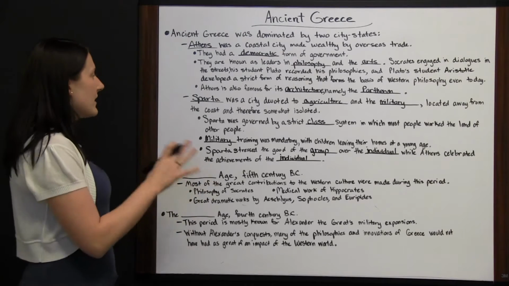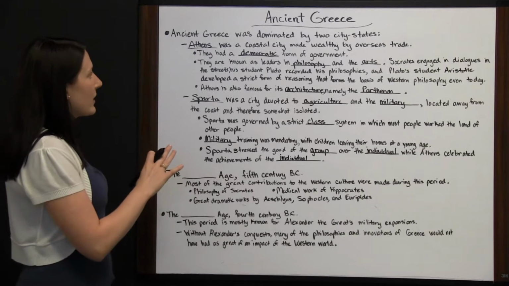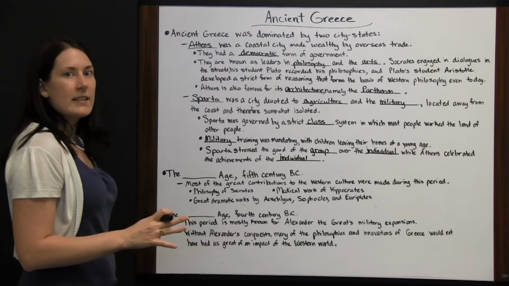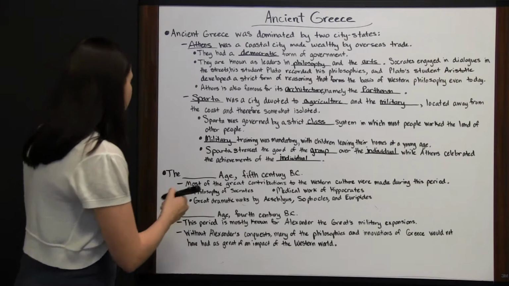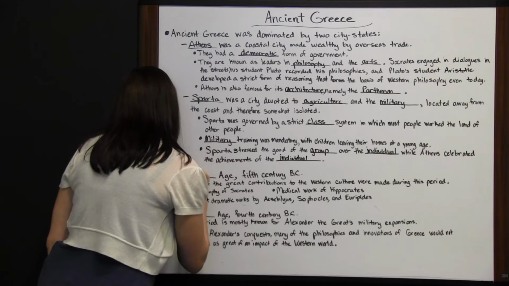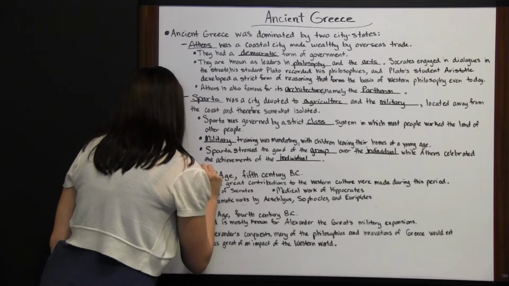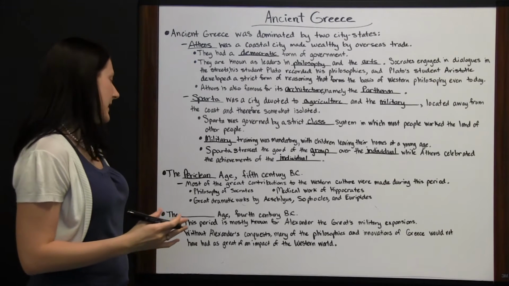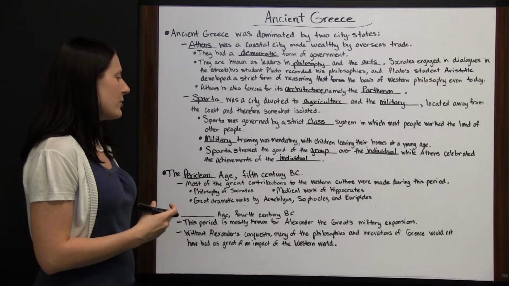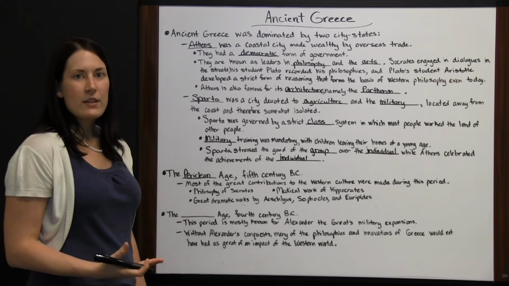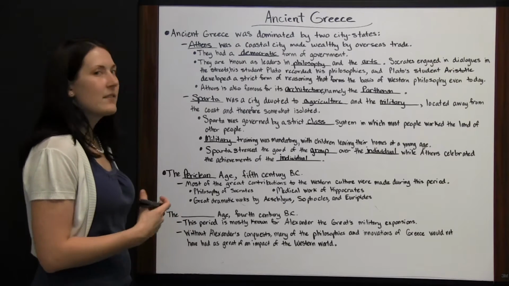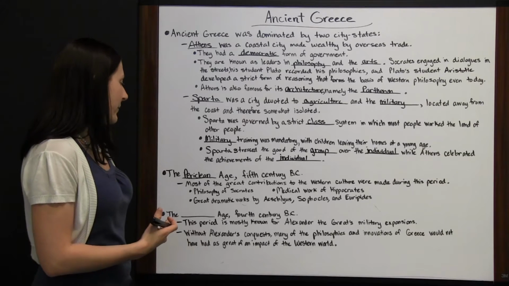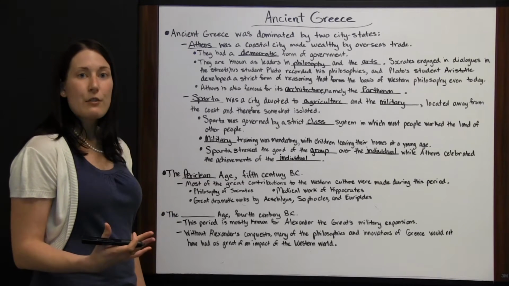Now, during the time that Athens and Sparta were the dominant two city-states, there were a few different periods that Greece went through. So one was the Periclean Age. And that was during the 5th century BC. And most of the great contributions to the Western culture were made during this period. The philosophy of Socrates, the medical work of Hippocrates, great dramatic works by Aeschylus, Sophocles, and Euripides.